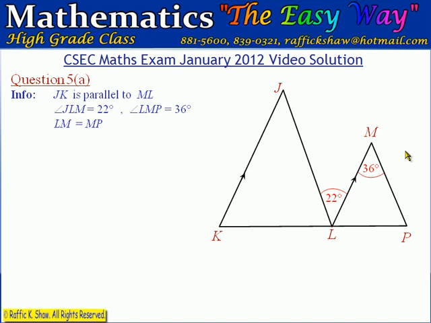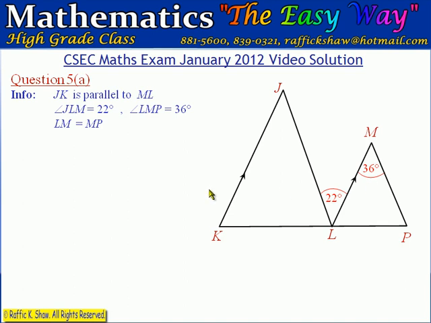Welcome now to question 5, part A, CSEC Math Exam January 2012 video solution. Now question 5A gave us this diagram, and it said that there are two triangles, JKL and MLP. KLP is a straight line, so the two triangles are side by side, and that's on a straight line. It said JL is parallel to ML, so this line is parallel to this one. That's why we have these arrows here.